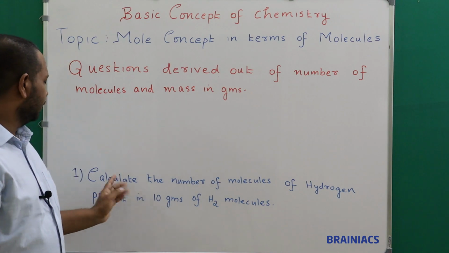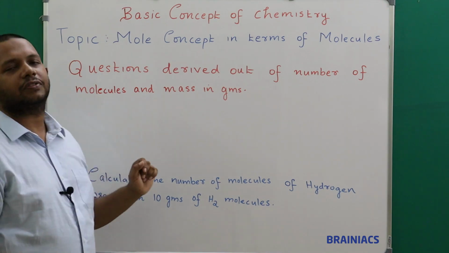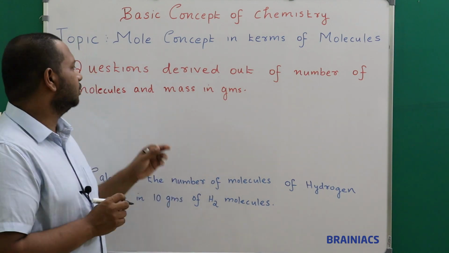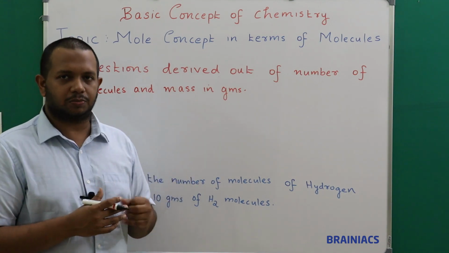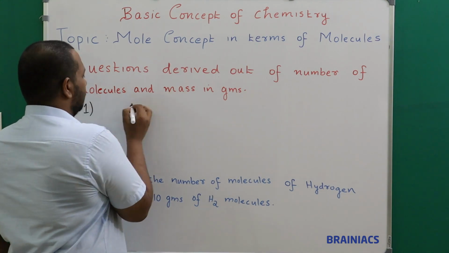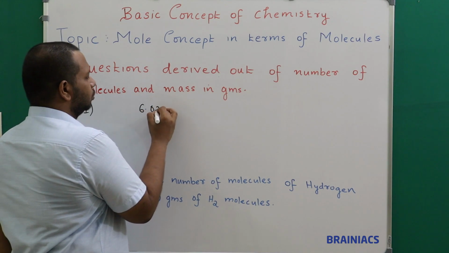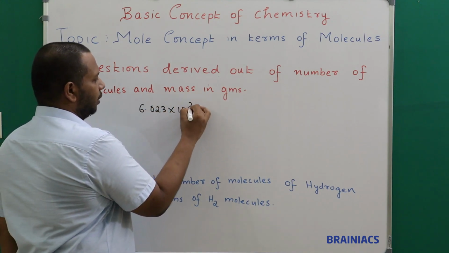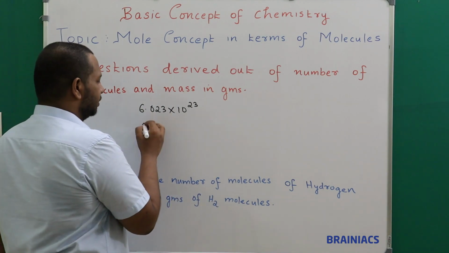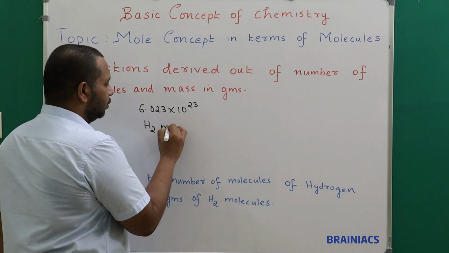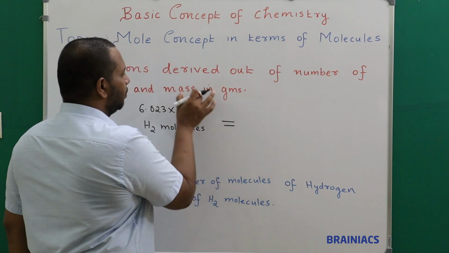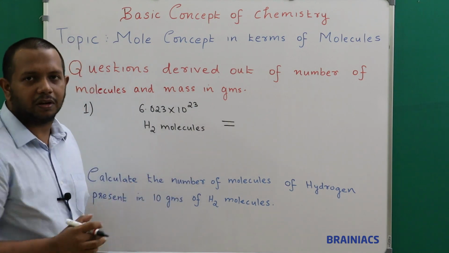So first of all we will write the fundamental relationship between these two. Between the number of molecules and mass in grams, what is the fundamental relationship? We know that 6.023 into 10 power 23 molecules. What molecules are they mentioning? Hydrogen. So I will take hydrogen. So hydrogen molecules will have a mass of, what is our fundamental saying?